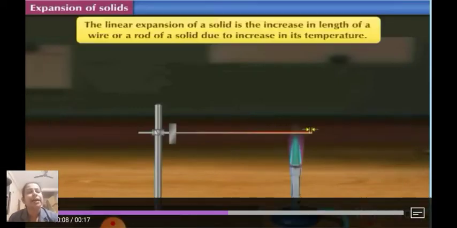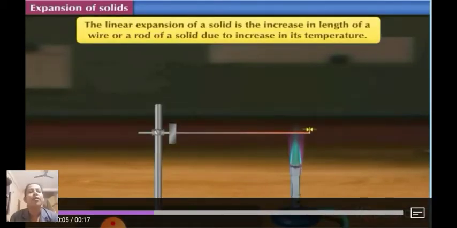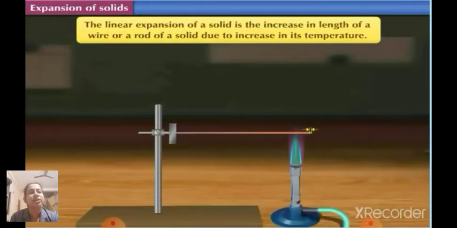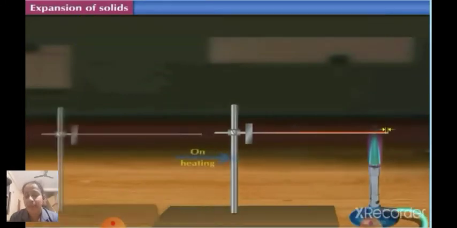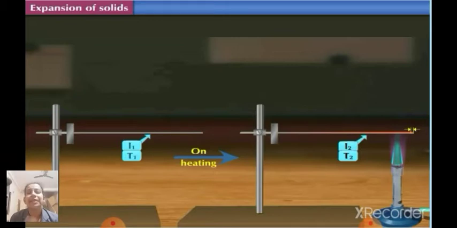Again I'll repeat, the linear expansion of solid is the increase in the length of a wire or a rod of a solid due to increase in its temperature. So that means suppose the original length is L1, and due to increase in temperature from T1 to T2 it has increased to length L2. So this will be called the linear expansion of the solid. Means what? It is increasing in its length.